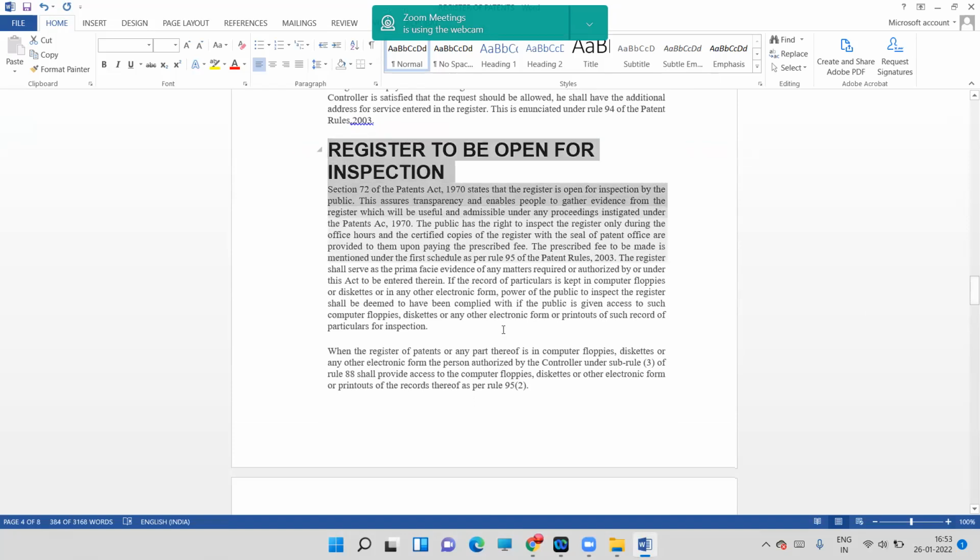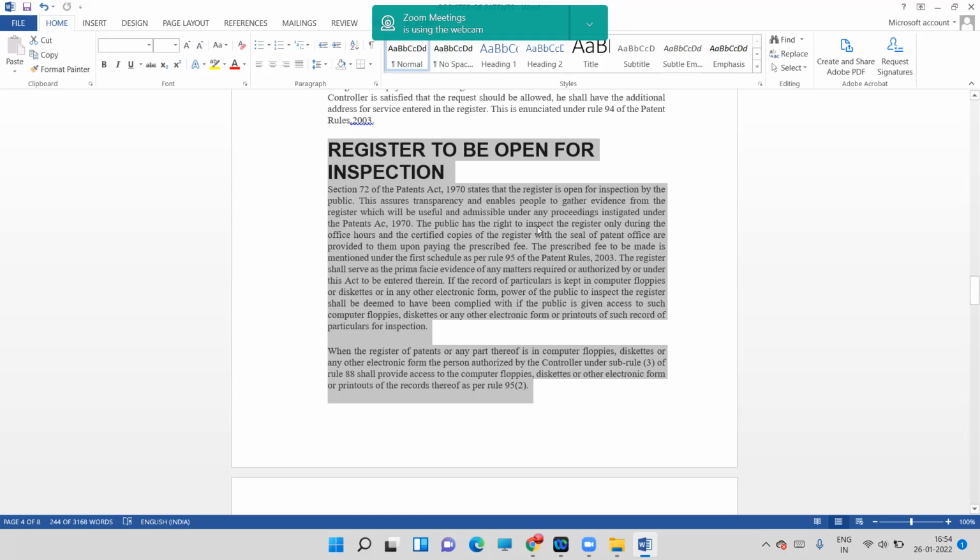Okay, this one, let's see. Register to be open for inspection. Now we see that e-register. What Section 72 of the Patent Act 1970 says is that the register is open for inspection by the public. So easily from the e-register you can inspect. After that, what will happen? This assures transparency and enables people to gather evidence from the register, which will be useful and admissible under any proceedings investigated under the Patent Act 1970.